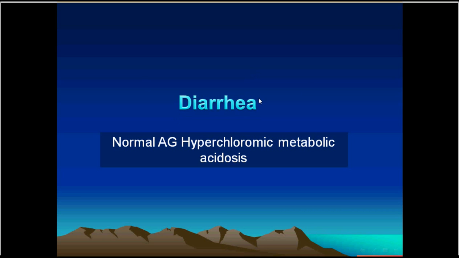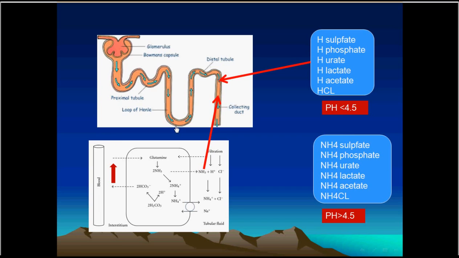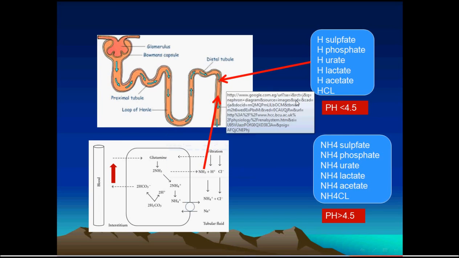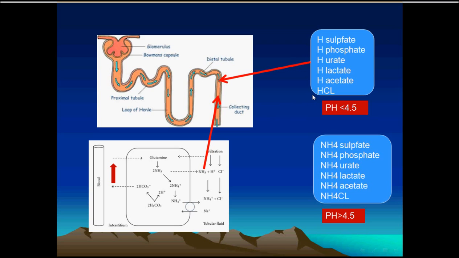But when it comes to diarrhea, there is a loss of bicarbonate with concomitant retention of chloride. So the patient is hyperchloremic. Metabolic acidosis due to loss of bicarbonate, but this is a normal anion gap again. In this case, the chloride which is retained is excreted in urine in the form of HCl. When the pH drops below 4.5, the kidney starts to excrete ammonia, and ammonia with HCl will produce ammonium chloride.